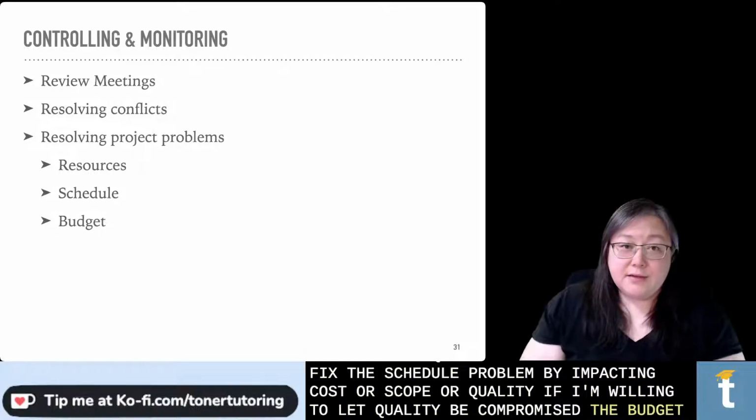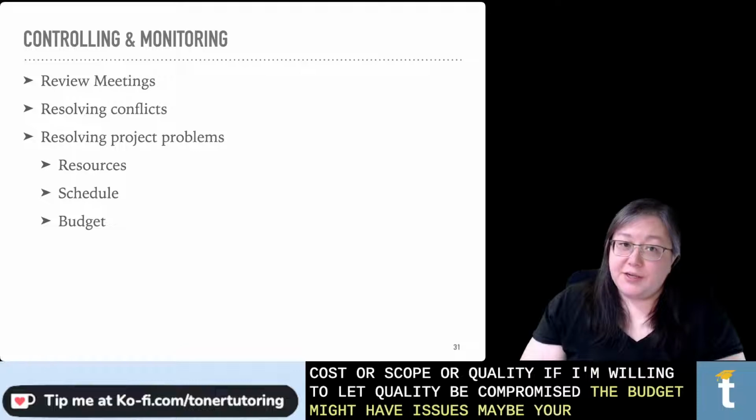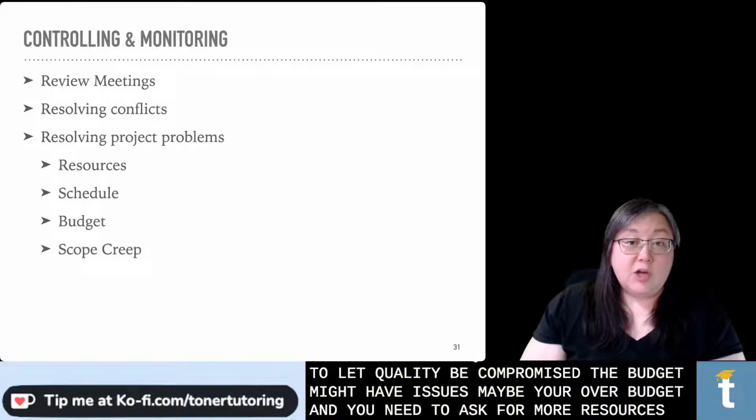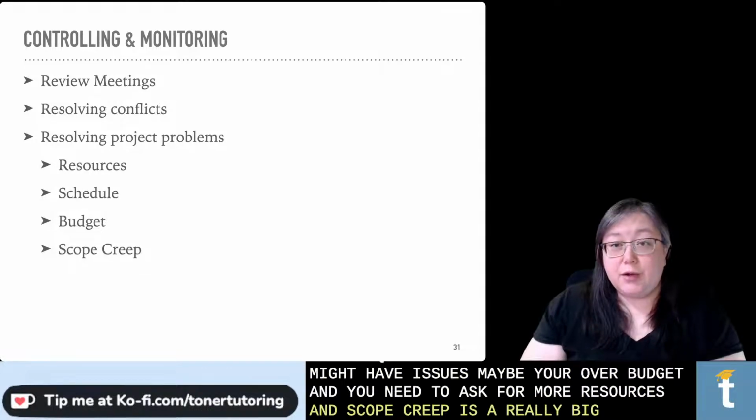The budget might have issues. Maybe you're over budget and you need to ask for more resources. And scope creep is a really big issue on projects.